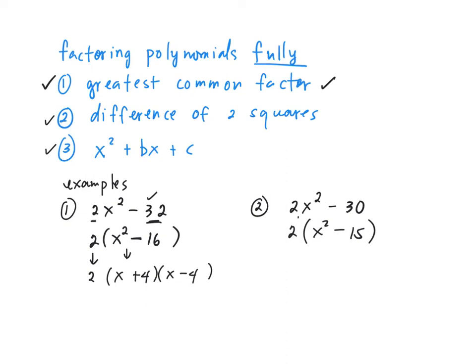factoring methods will apply. Of course, x squared minus 15, however, is not the difference of two squares, so we cannot apply method 2. Also, it's not a trinomial, so we cannot apply this method. So as far as 2x squared minus 30 goes, 2 times x squared minus 15 is its factored form, and that's as far as you can go.